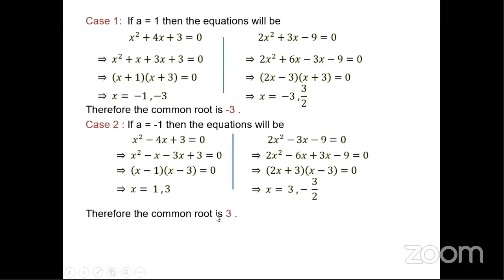Now in both the cases, whether a is equal to 1 or minus 1, you are able to get a common root. In the first case, the common root was minus 3, and in the second case, the common root is 3. Right. We'll see one more problem based on this.